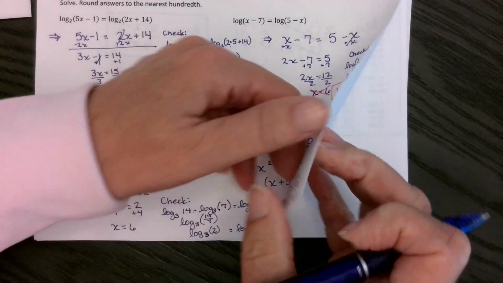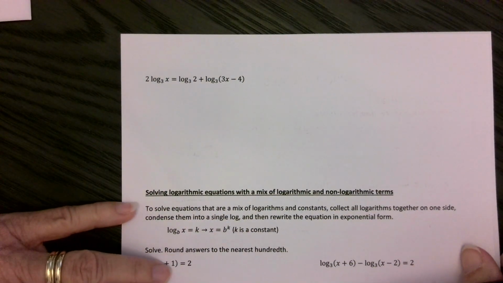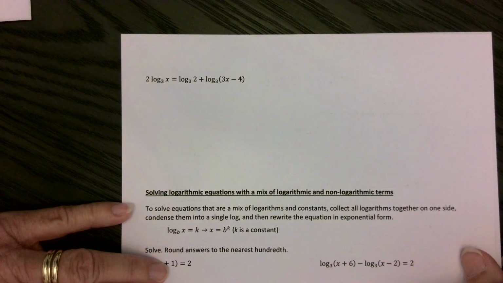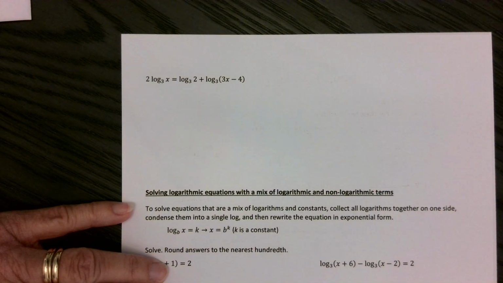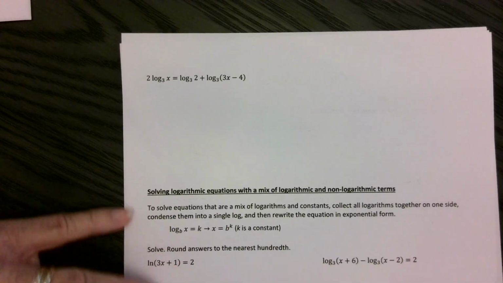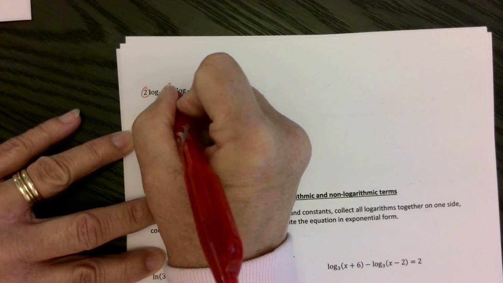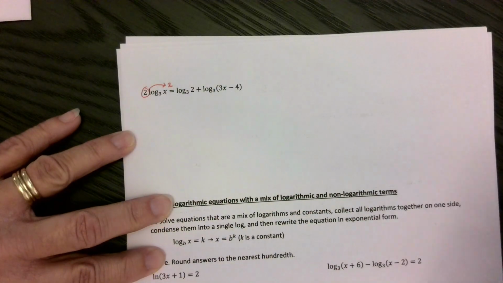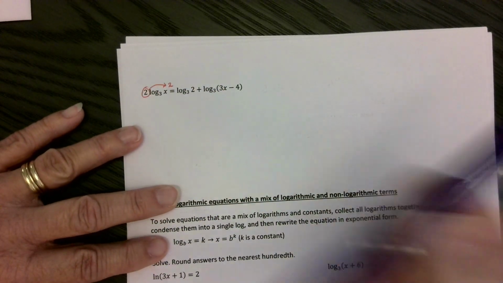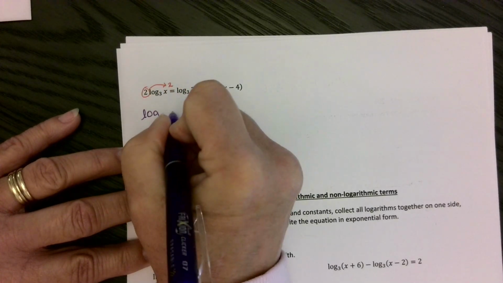And I think I got one more problem. Using the same type. Okay. So what we have to do is use all our condensing properties before we can set our arguments equal to each other. So what I'm going to do, let's take this, get it so that we don't have a coefficient. So on this side, we're going to have log base 3 of x squared.